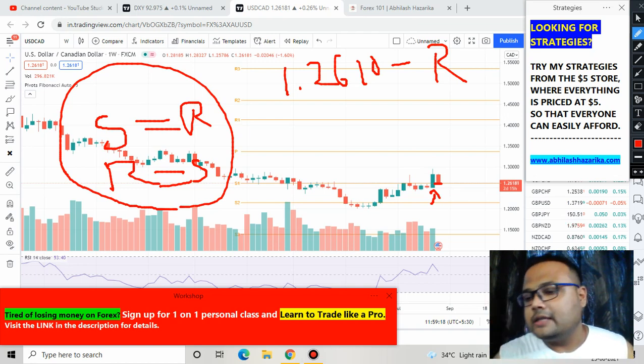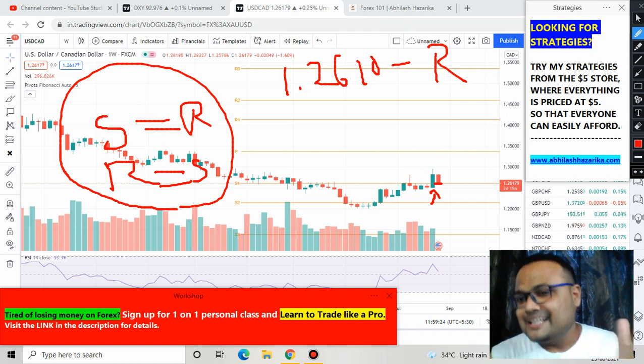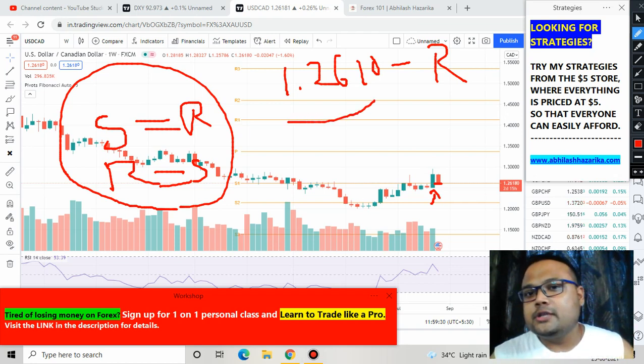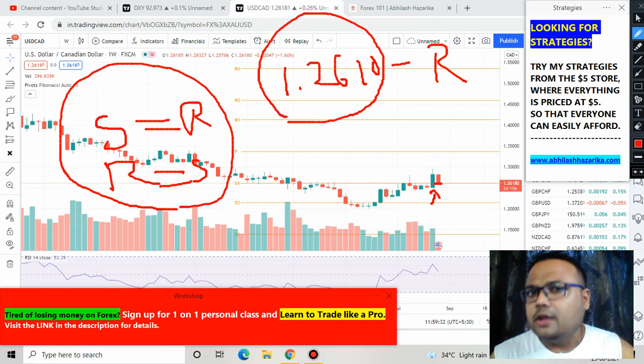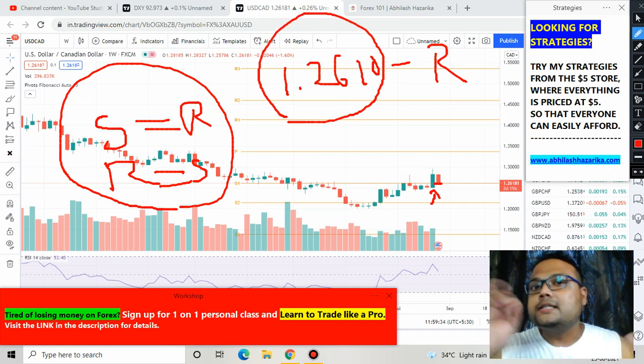Here you can see that the market broke the resistance previous week. So there is a good possibility that 1.2610, which was the resistance for the market, will be acting as a support for the market right now.